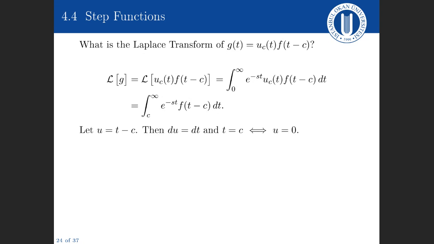Then of course du is equal to dt, and t is equal to c if and only if u is equal to 0. So when we do our substitution, we get the integral from 0 to infinity, e to the power minus s times (u plus c), because t is the same as u plus c, f of u du.